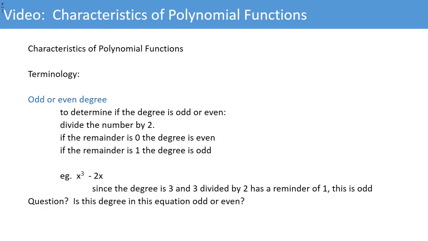Here's a question. Is the degree in this equation odd or even? Negative x to the exponent 4 minus 2x cubed plus x squared plus 2x. You probably all figured out that 4 is an even number, since 4 divided by 2, the remainder is 0. Another job well done.